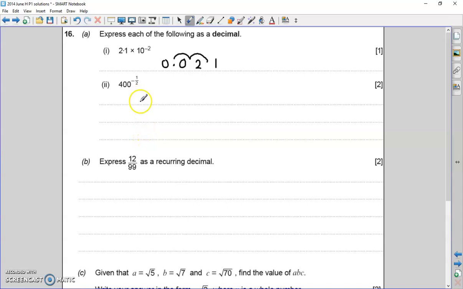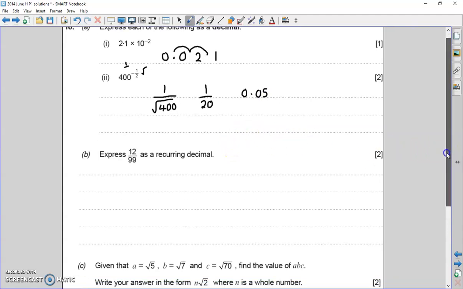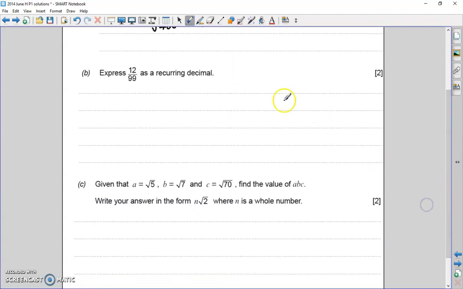400 to the power of minus a half. That's a little bit trickier because this is indices. So the half means to square root. The minus means 1 over. So it's 1 over the square root of 400. That's 1 over 20. Okay, you're not quite finished though. It says to give your answer as a decimal. Well, 1/20th is 5%, 0.05.